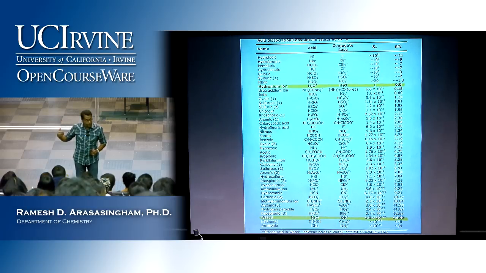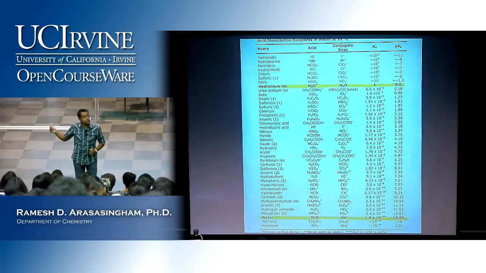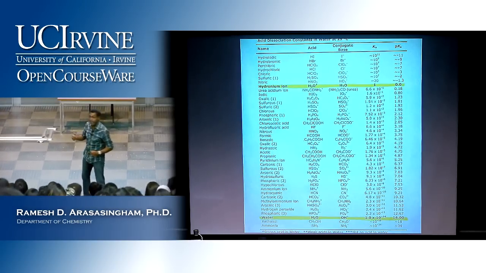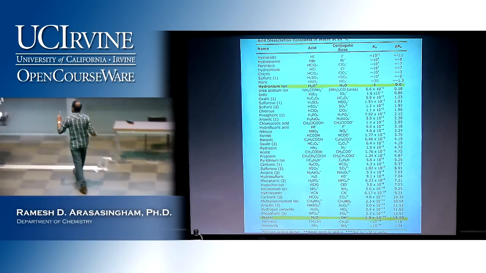You have to look at the Ka values. And so on exam two, I will attach a copy of this so that you have that to look up as you rank acids and bases. All right?